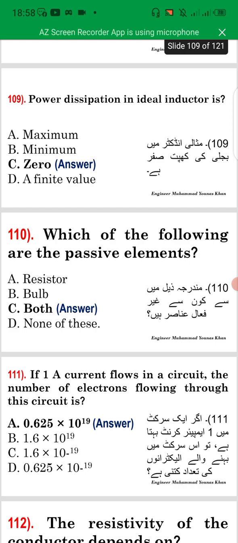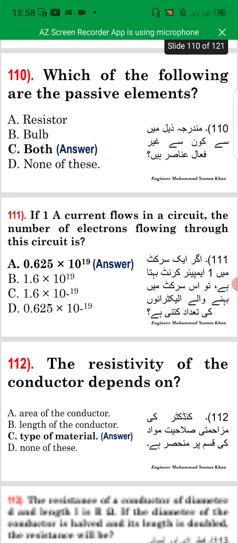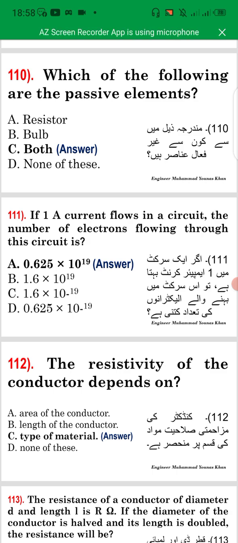Which of the following are the passive elements? Resistors, bulbs, both, none of these. Both is correct. If 1 ampere current flows in a circuit, the number of electrons flowing through this circuit is 0.625 × 10^19, 1.6 × 10^19, 1.6 × 10^-19, 0.0625 × 10^-19. 0.625 × 10^19.